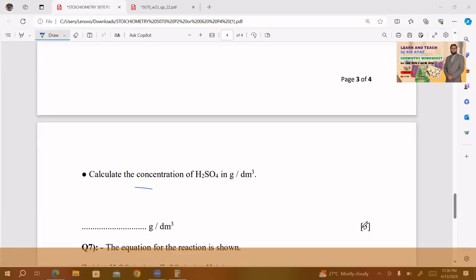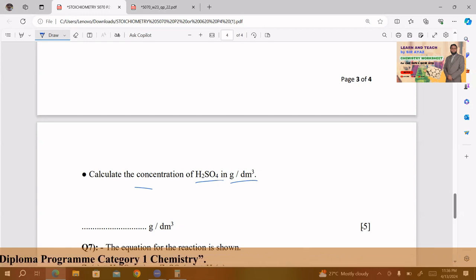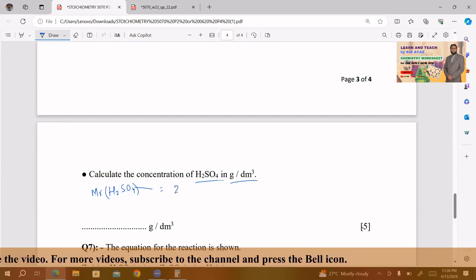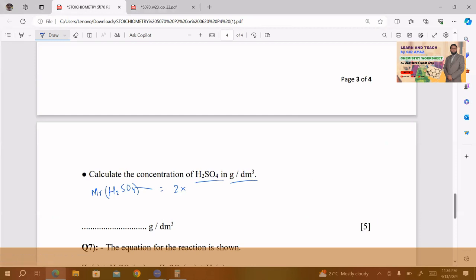In the next part, they are saying calculate the concentration of H2SO4 in gram per dm cube. We have the moles, that is 0.05 moles. I need the MR of H2SO4. We have 2 atoms of hydrogen, so 2 multiplied by the AR of hydrogen, which is 1. S, where is S? Here, S is 32. Oxygen is 16. So 2 multiplied by 1 plus 32 plus 4 multiplied by 16. So we will get 98.